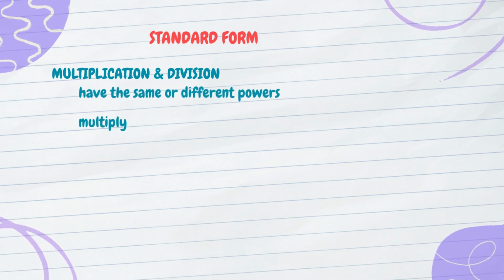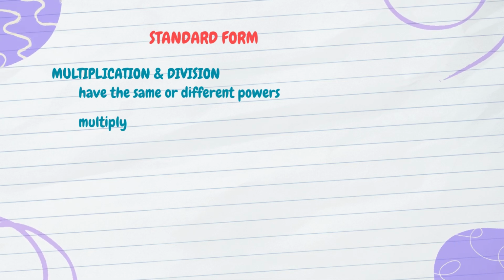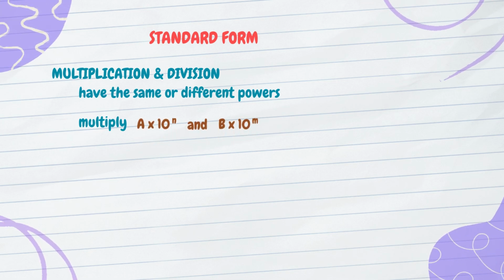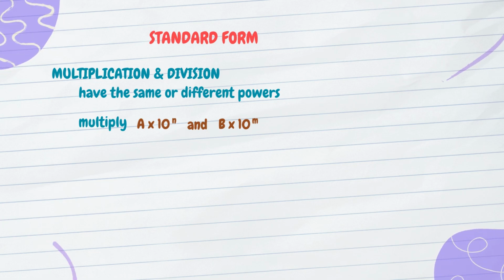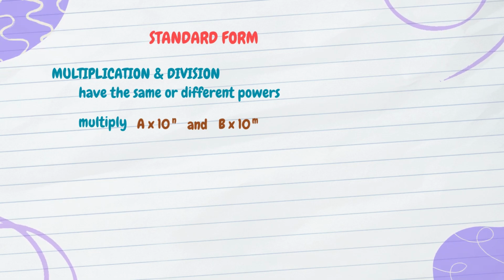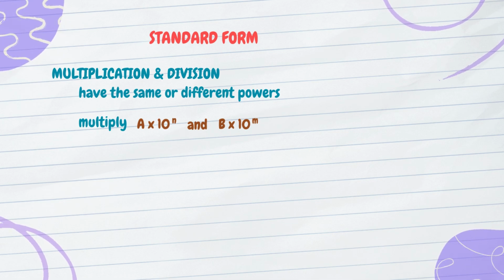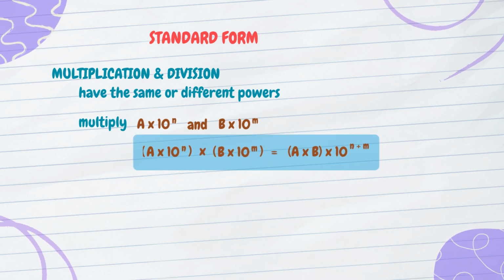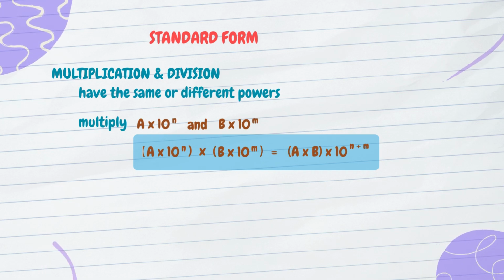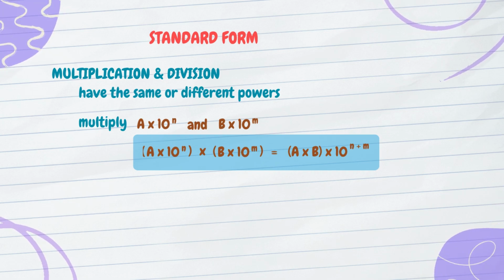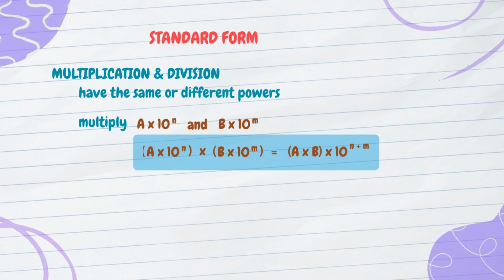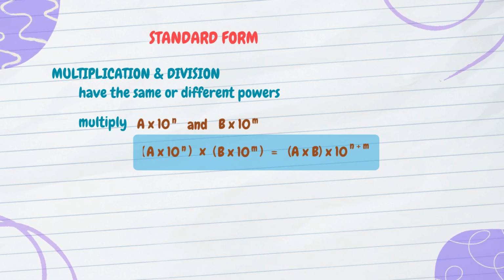How do you multiply standard forms? If two standard forms are a times 10 to the power n and b times 10 to the power m, multiply a and b and add the powers. So, a times 10 to the power n times b times 10 to the power m is equal to a times b times 10 to the power n plus m.